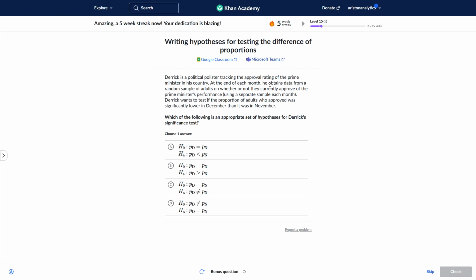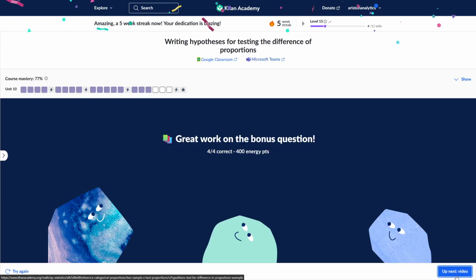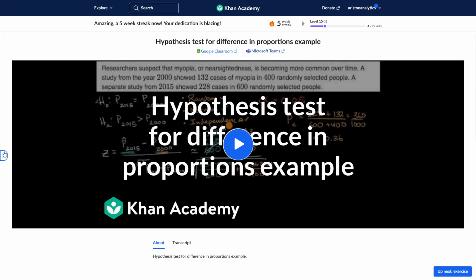If the proportion of adults who approved was significantly lower in December. Lower in December. Lower. Hopefully we can finish this unit today. That'd be pretty good.